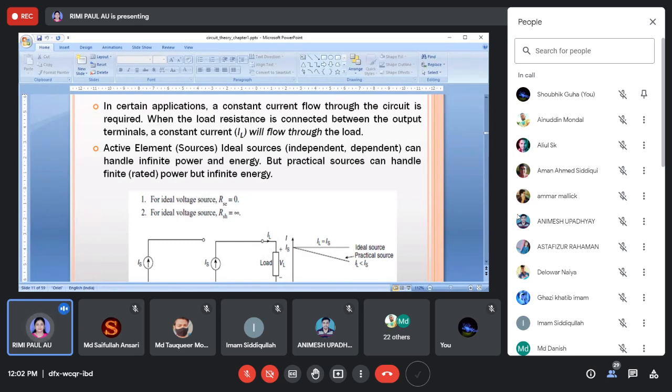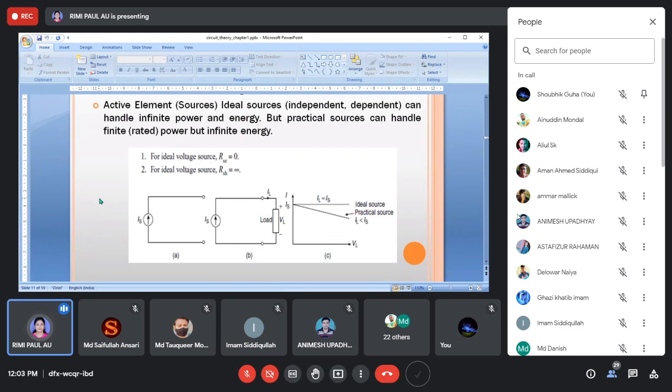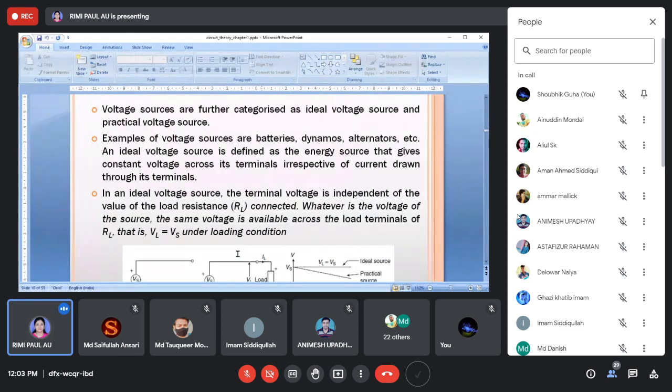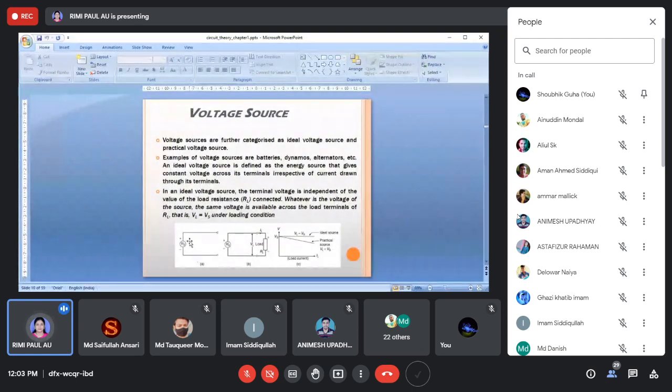So what is an ideal source and what is a practical source? You can see from this diagram. Here I have taken the voltage source. This is our voltage source, with the plus and minus symbol, and you can see this is independent and ideal. It is independent, no doubt. But is it ideal or is it practical?